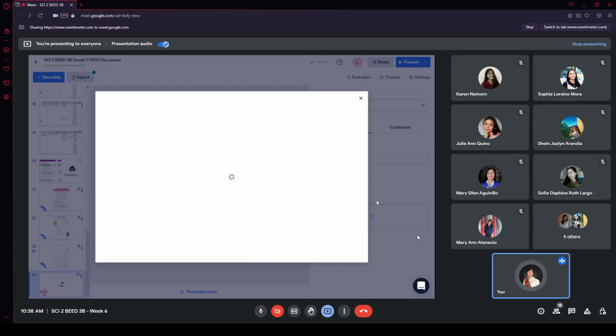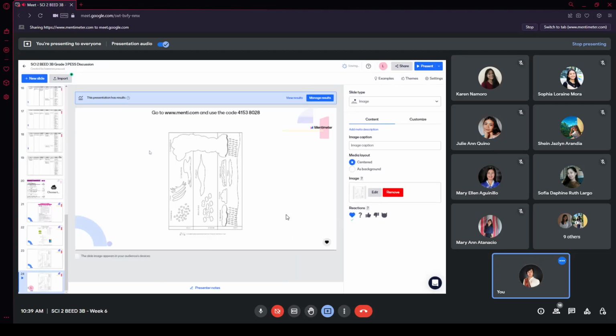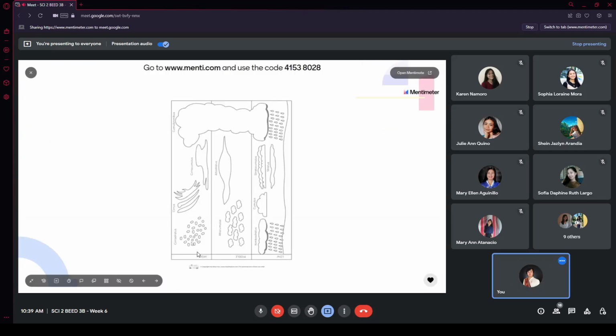Okay, so this should be the answers to our types of clouds. So we have here our, okay, still loading. We have our cirrostratus, cirrus clouds, cirrocumulus, cumulonimbus, altostratus, altocumulus, nimbostratus, cumulus, stratocumulus, stratus, and that's it. Right? So 10 types of clouds.